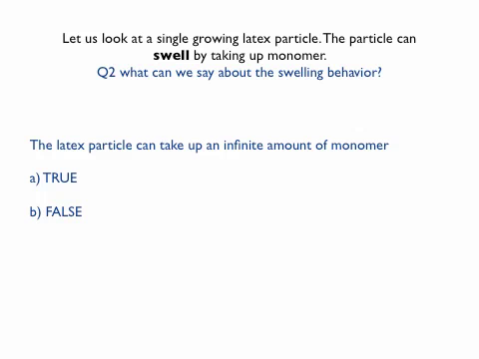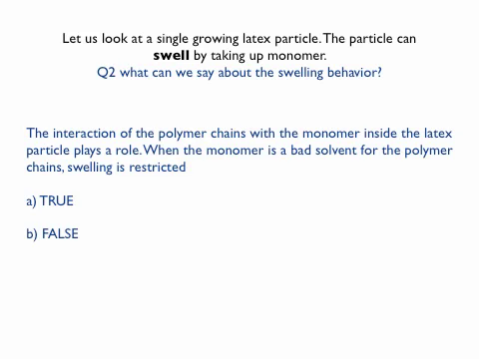So now the question is, why is this? Why would the particle only take up a discrete amount of monomer? So we can ask another question. We can say, okay, if there is a limit to how much I can take up, this limit might be set by the following.